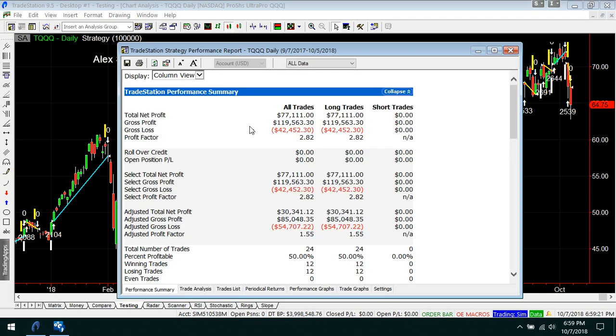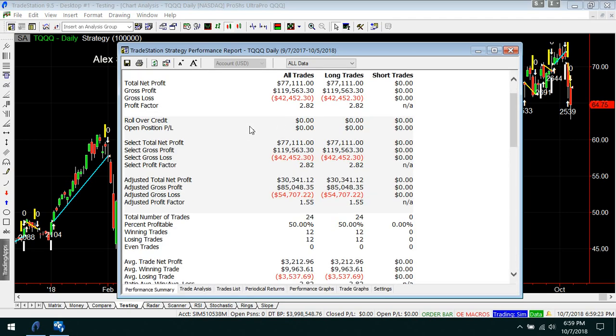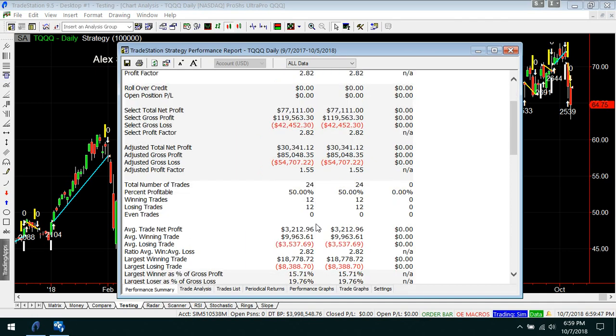And this is what it looks like with the actual figures in there. As you see here, $77,000 is our total net profit. And this is over the period from the 7th of September last year until 10/5/2018. All in all, it made 24 trades, about 2 each month, and it won half of them. But when it wins a trade, it wins approximately $10,000. It's right there.